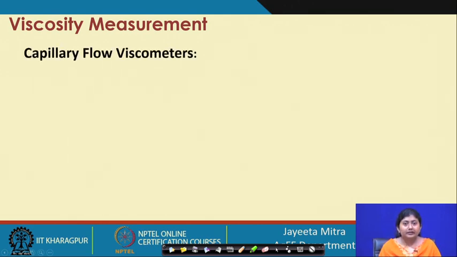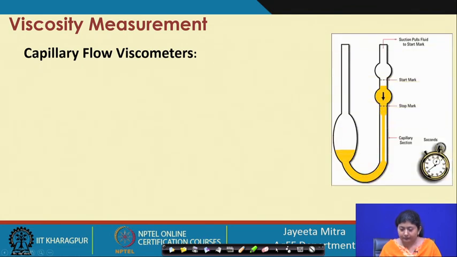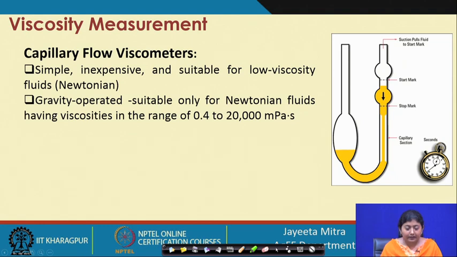So, let us first take the case of capillary flow viscometers. This is the pictorial representation of a capillary flow viscometer. However, we may find different kinds of pictures, different kinds of representation, keeping the basic principle intact. It is very simple, inexpensive, and it is suitable for low viscosity material. It is not that suitable for high viscosity.